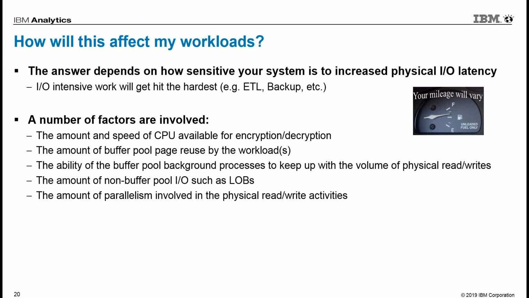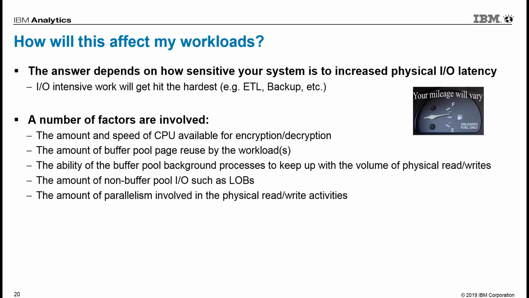The ability of the background process to keep up. That's what I was alluding to earlier. So if right now you're completely buffered and everything's good, but your buffer pool processes, the page fetchers, the page cleaners, are just keeping ahead of your workload. Well, now maybe after applying encryption, they don't keep up, and now you start getting physical I/O occurring or I/O waits occurring for your user workload. The amount of non-buffer pool I/O, so anything that's not cached or protected, such as LUW, direct reads and writes, they're going to be directly impacted.